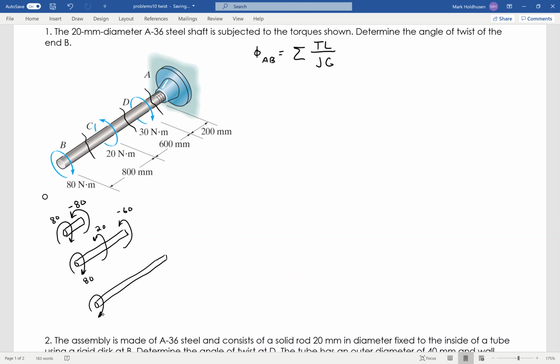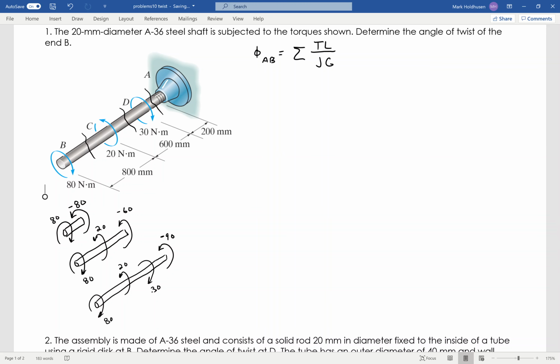So I have 80 going in this direction, 20 going in the opposite direction, then I've got 30 going in this direction. So again, to balance that out, I need 90 heading back in this direction, which again is also negative because with the right-hand rule, my thumb points into it. So now I've got the torque going through each of the sections of the shaft.